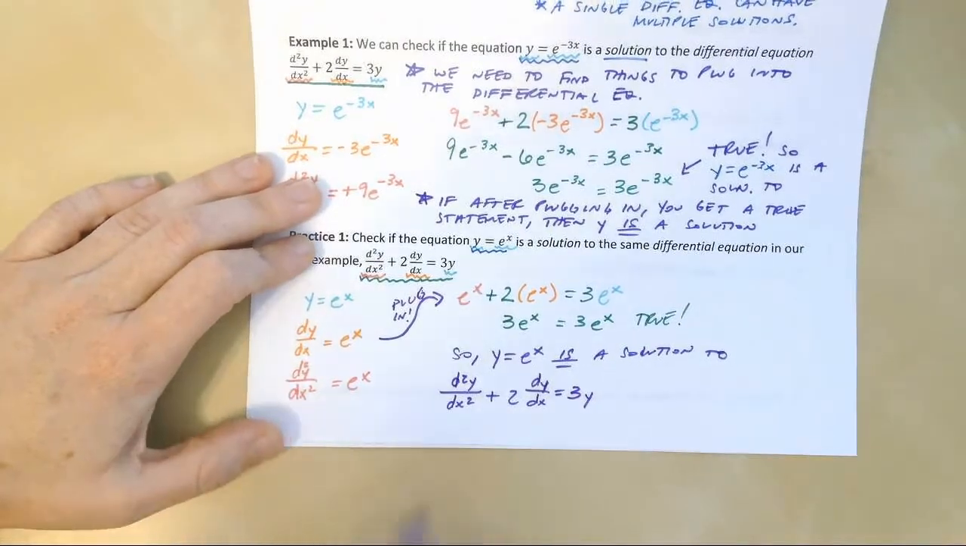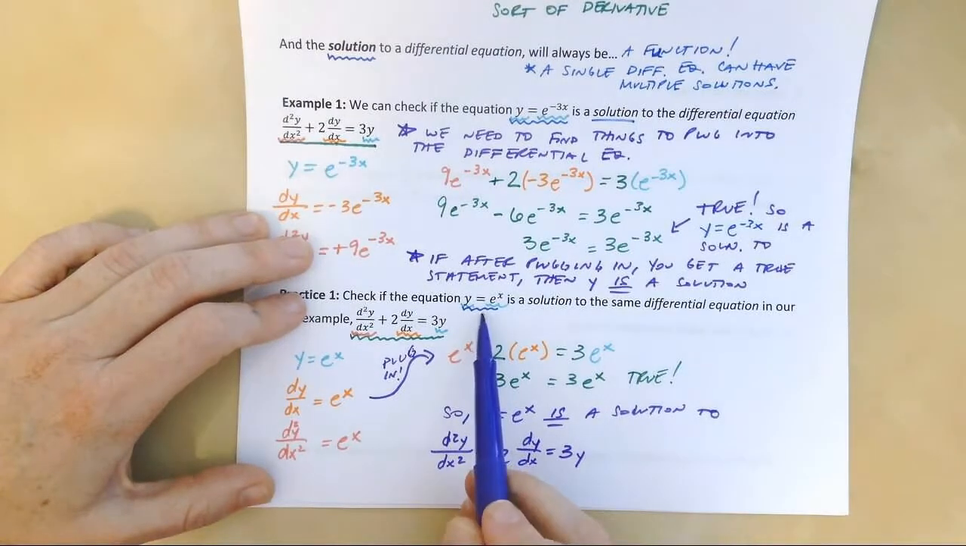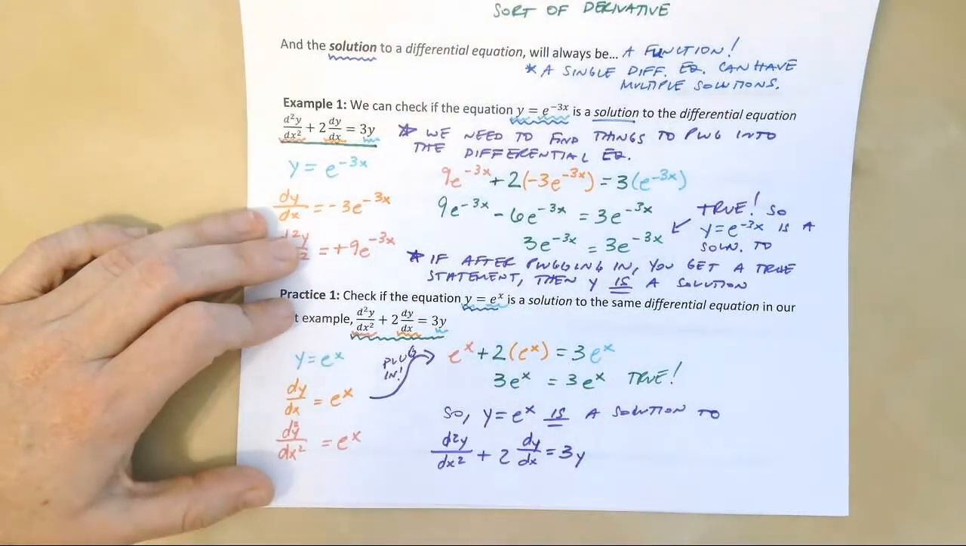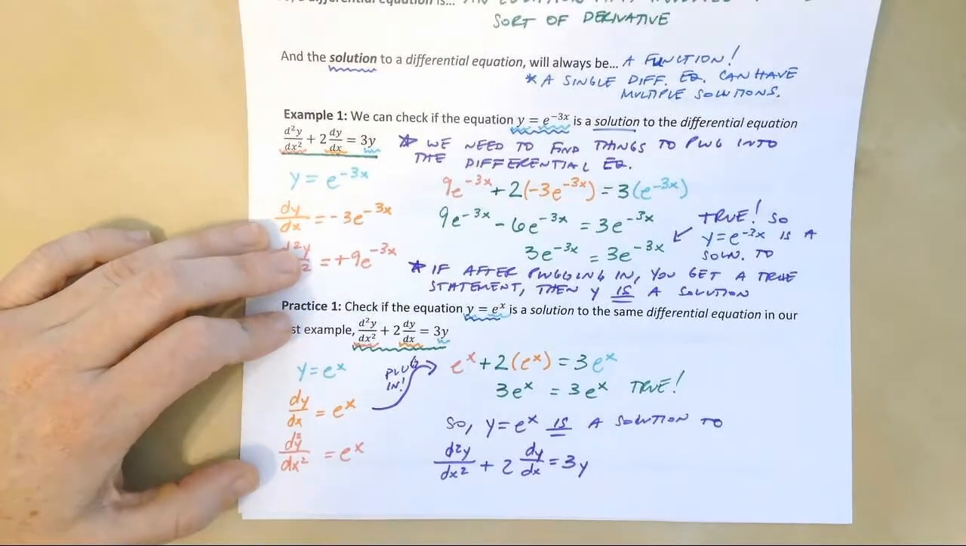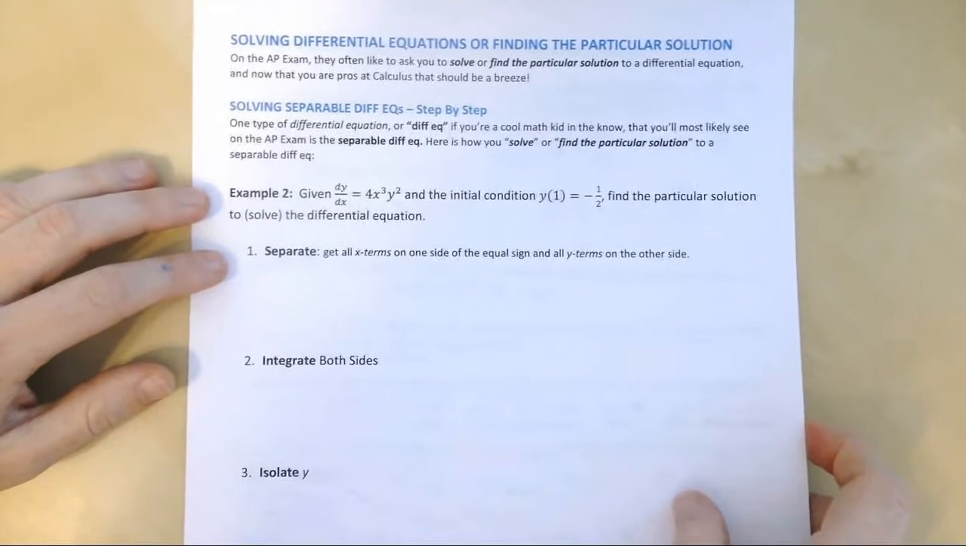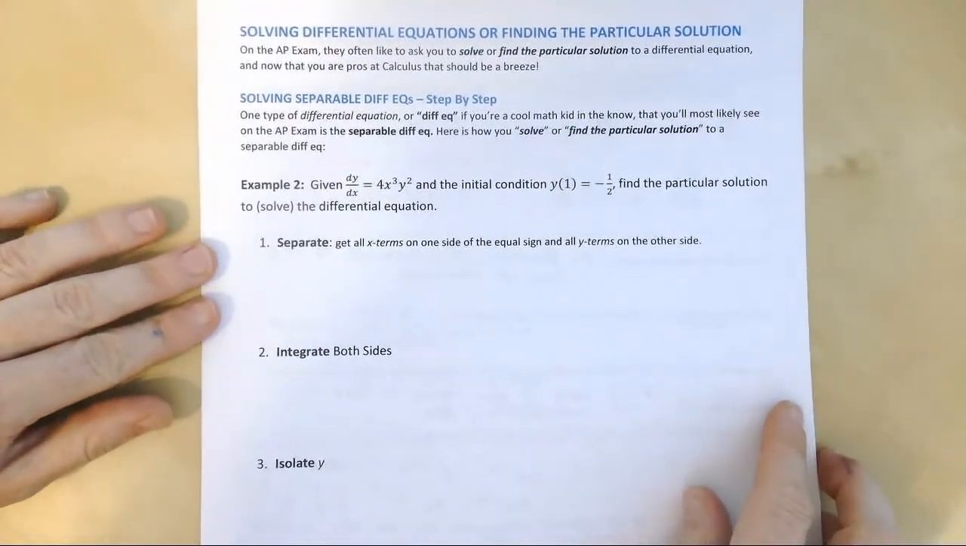Okay, cool. Alright, so you can see we got two different solutions. This was a solution, this was a solution to the same diff EQ. We could potentially have infinite solutions to the same diff EQ. Alright, so now let's move on to solving differential equations. One of the biggest things that the AP exam will ask you to do is solve a differential equation.